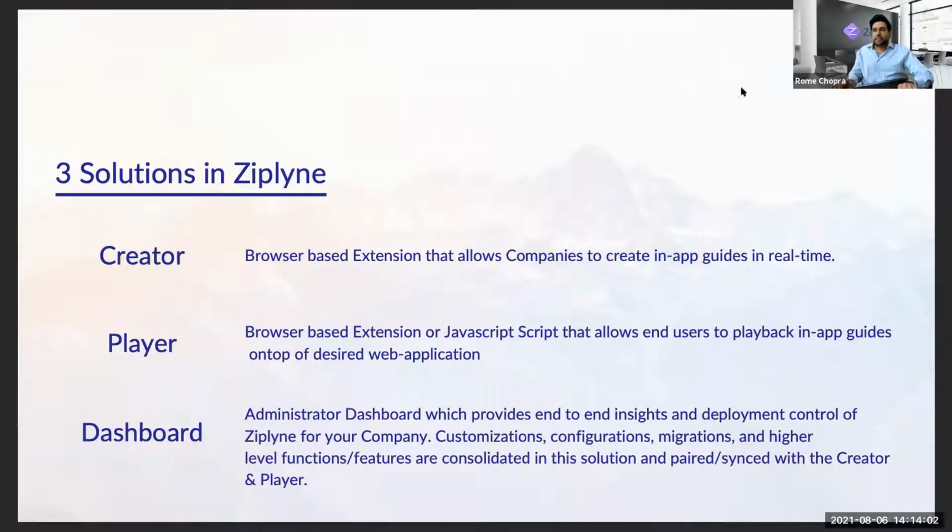So there are three solutions in Ziplyne, and then I'm going to go into the demonstration. There's a creator, which is a browser-based extension. It allows companies to create the in-app guidance directly on top of their platforms. There's a player that's either a browser-based extension or a JavaScript snippet that allows the end users to play back the in-app guides on top of the desired web application. And then there's an admin dashboard, which gives you end-to-end insights for your deployment, your customizations, your configurations, and much more functions and features that help you with scaling your Ziplyne deployment in your organization. Everything is, again, synced with the creator and player, so it all comes together as one unit.